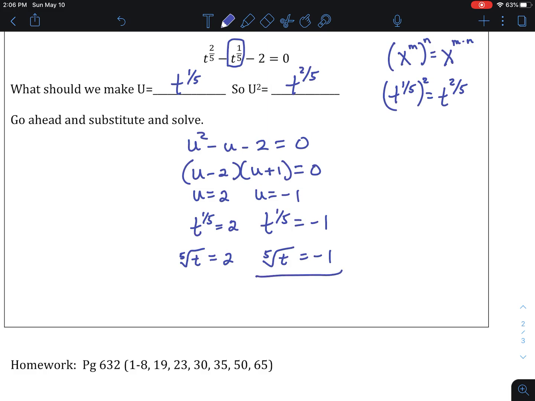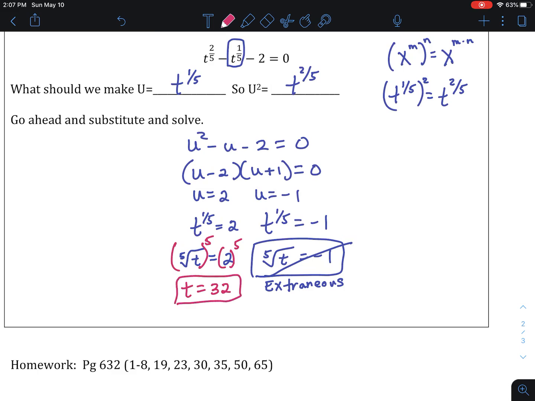So if you look closely, we have the 5th root of t, a radical of t, equal to negative 1. And so this, again, would yield an extraneous solution for us. The other side, however, we can do. And so how do we deal with t to the 1/5 or the 5th root of t? Well, we're going to raise it to the 5th power. Raising it to the 5th power will eliminate the 1/5 or the 5th root, and we're going to get t is equal to 2 to the 5th power, which is 32.